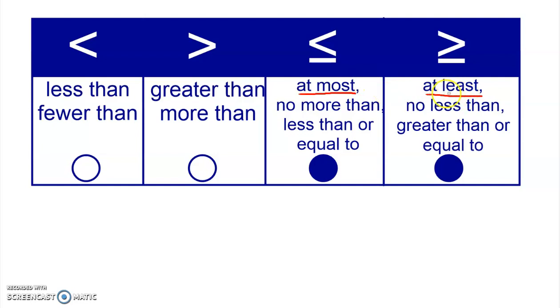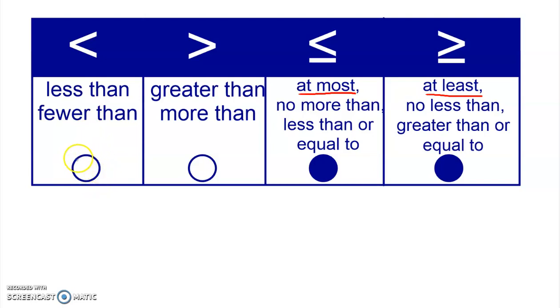At least often gets confused with less than because we think least. Least is very little. No, careful. At least, that's no less than that. That means that much or more. Very important. Now, when we are graphing these, if something is less than, that means it cannot be that number.